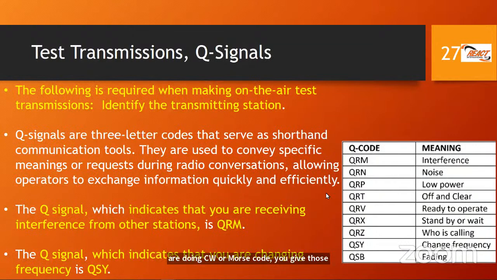Again, nice shorthand, and you have a little table with some of the more popular Q codes, extra information for you. What you need to learn is QRM, which is interference, and QSY, which is changing frequency, for the exam.